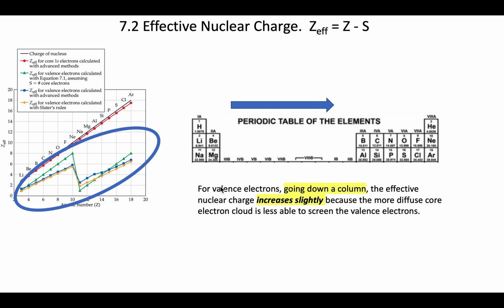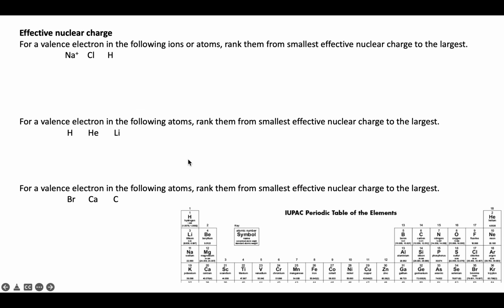If we're looking for the valence electrons, a secondary feature is that going down a column, the effective nuclear charge just increases slightly because the electrons are less and less effective shielding as we go down the column. That's a secondary effect, though. Here's some questions applying that.